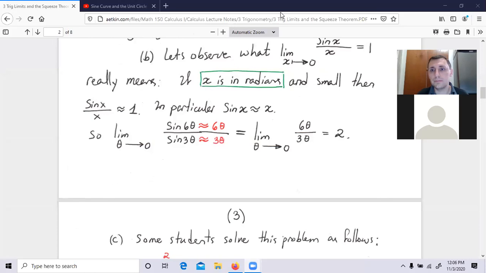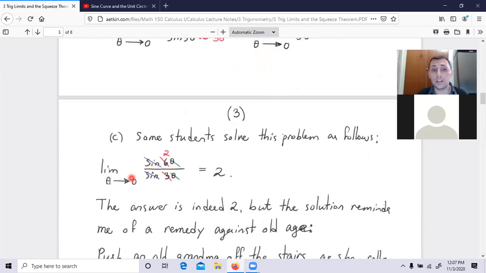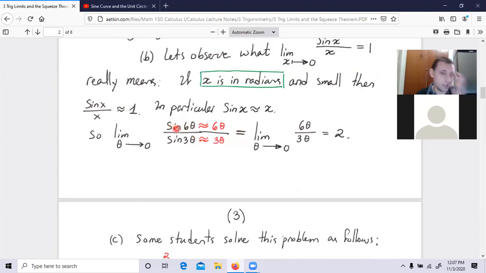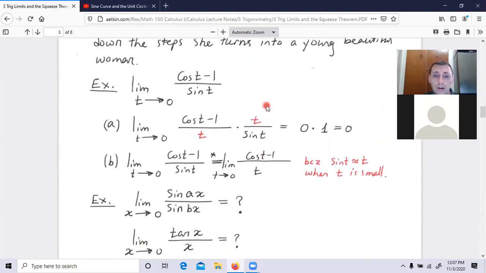All right, let's continue. So again, canceling it out is entirely incorrect, but this is the idea that we can use here. Sine of 6 theta is going to be indistinguishable from 6 theta. That's what it means for the limit to equal 1, that numerator and denominator are indistinguishable, and the ratio is 1. So this is like 6 theta over 3 theta, but I have not canceled sine. It's meaningless to say cancel sine. It's this that I'm using.